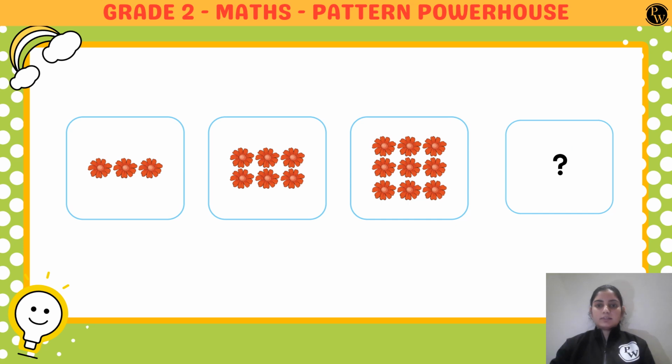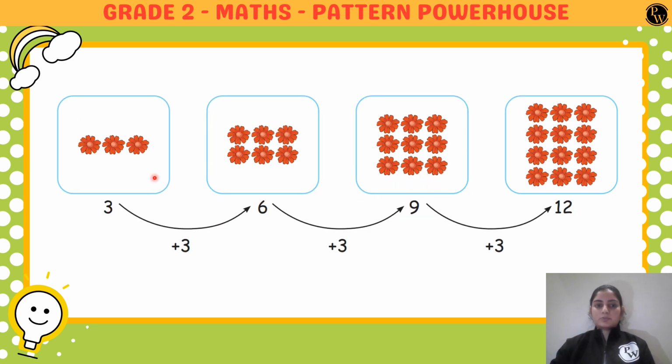Let's see it this way. In the first box, we have 3 flowers. Then we have added 3 more to it, right? So it became 6. Now on adding 3 more flowers to it, it became 9. And if we add 3 more to it to continue the pattern, it will become 12. So there will be 12 flowers in the fourth box.